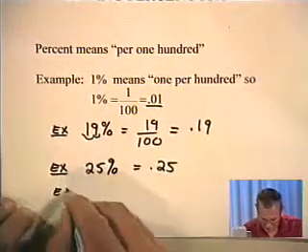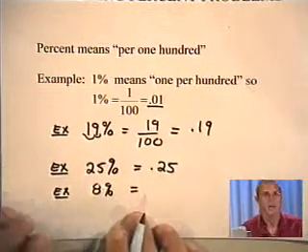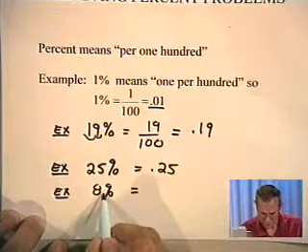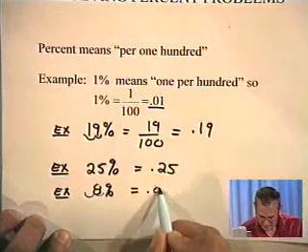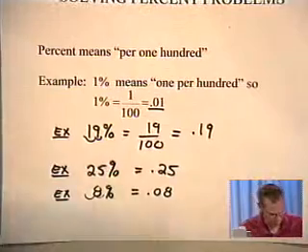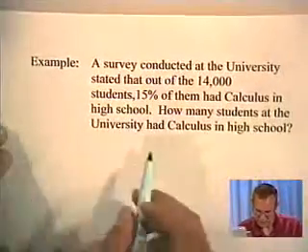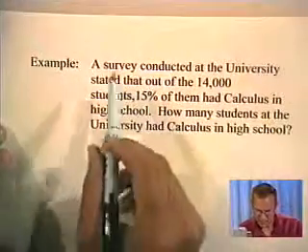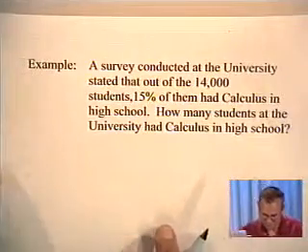How about 8%? Well, again, I want to move the decimal here 2 places over. So 8% as a decimal is 0.08. Okay, let's look at a word problem involving percent. Now you may want to stop the tape or the CD right now and copy this problem down. But let's go ahead and read the problem.